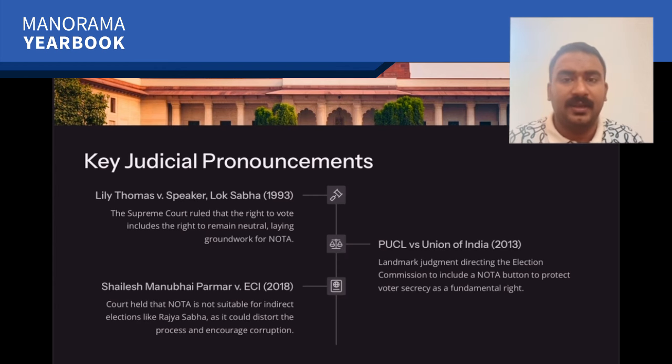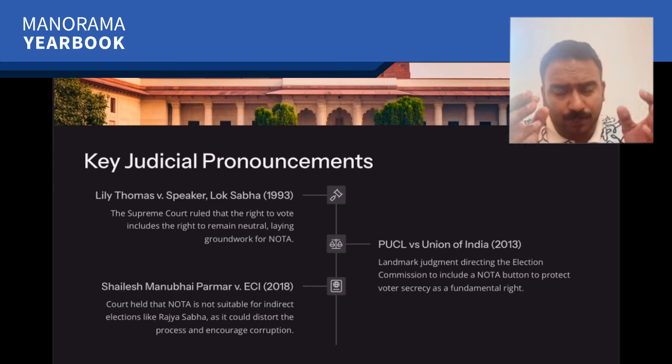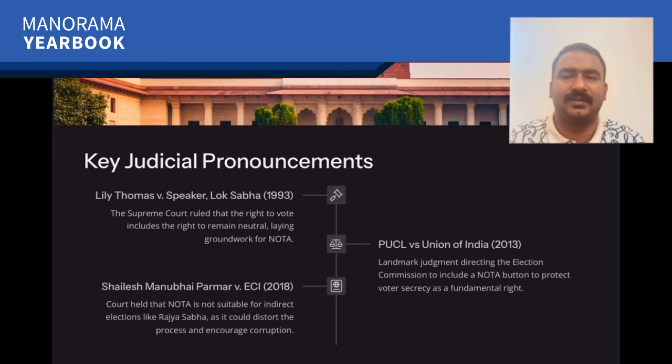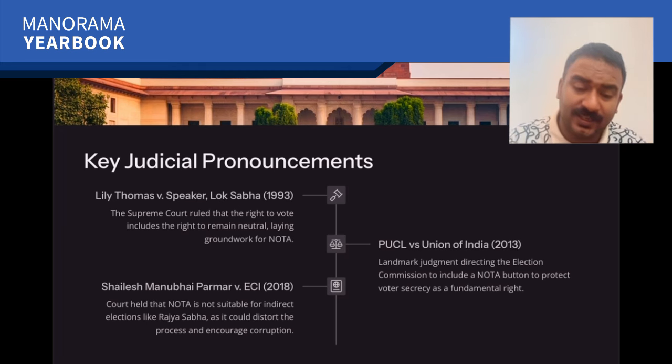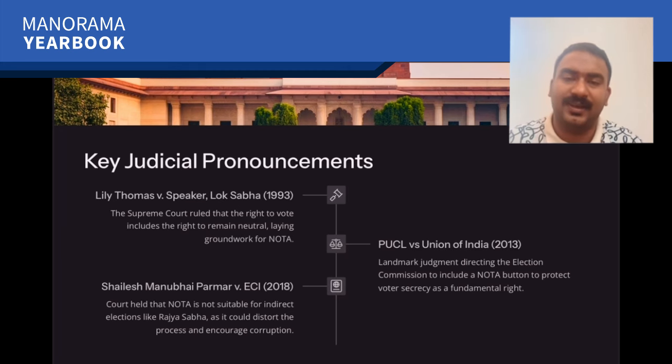And at a later time, in the Shailesh Manubhai Parmar versus Election Commission of India case, held in 2018, the Supreme Court of India made a crucial distinction. It held that the NOTA option is not as suitable for indirect elections such as those in the Rajya Sabha. The court reasoned that allowing NOTA in such elections could distort the process, encourage corruption and lead to political disaffection. As a result, NOTA was withdrawn from Rajya Sabha elections.